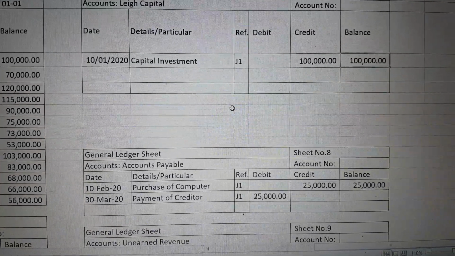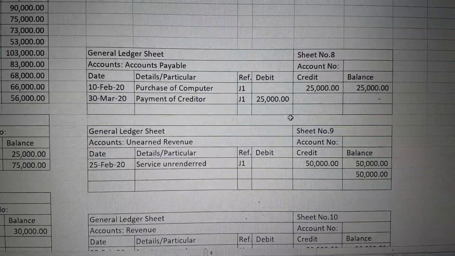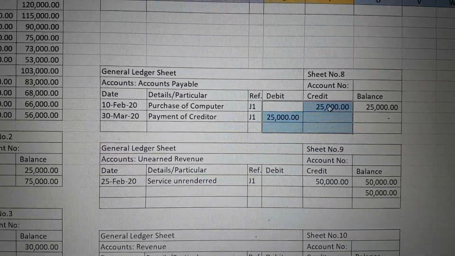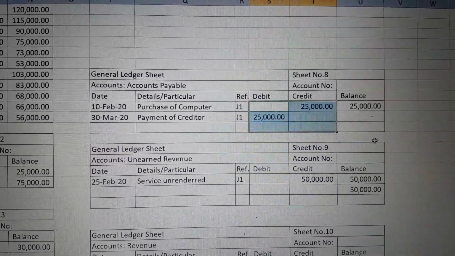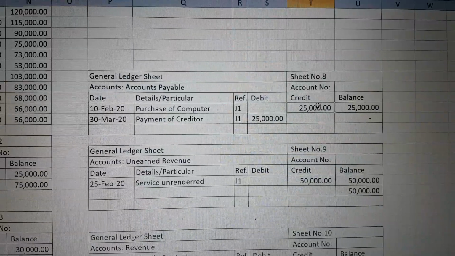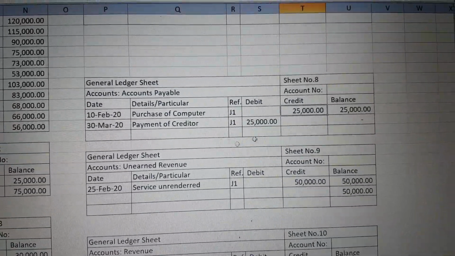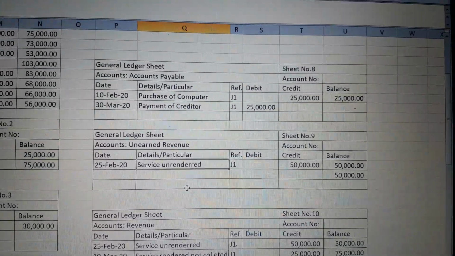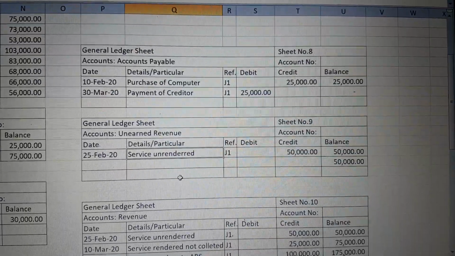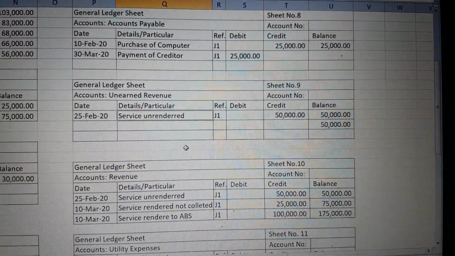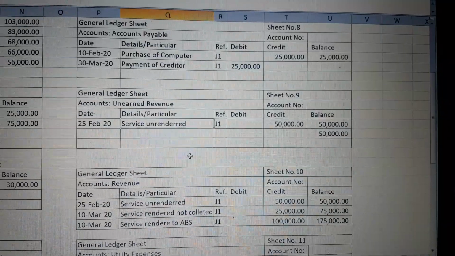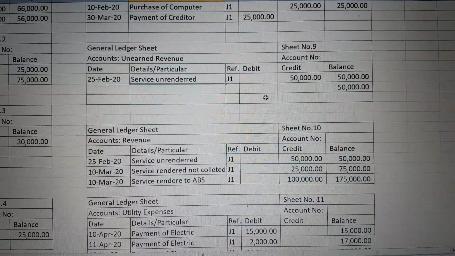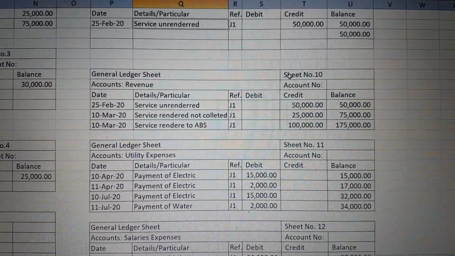Okay, next we have the accounts payable. See, no more accounts payable, because we already paid the accounts payable on March 30, so the ending balance is 0. The normal balance is still credit. The unearned, since it's also credit, we would discuss later in our adjusting, so you would learn which accounts are to be adjusted. See, you have now your unearned revenue at 50,000.